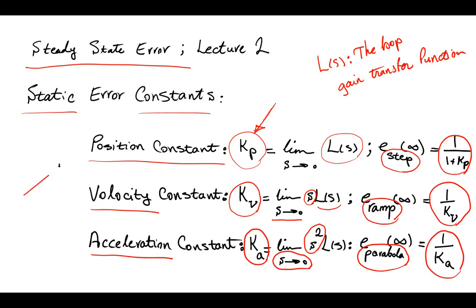So these three constants could either be 0, a constant number, or infinity. For example, if Ka is infinity, then 1 over Ka will be 0. So we know that the steady state error for the parabola input of such a system will be 0. So these constants could be 0, could be a constant number like 5, or could be infinity.